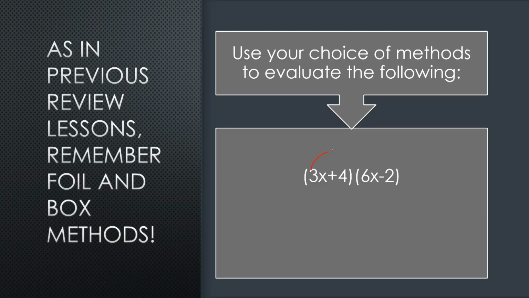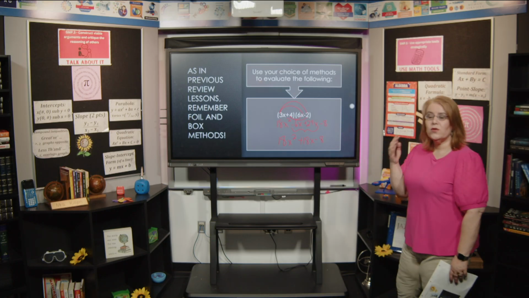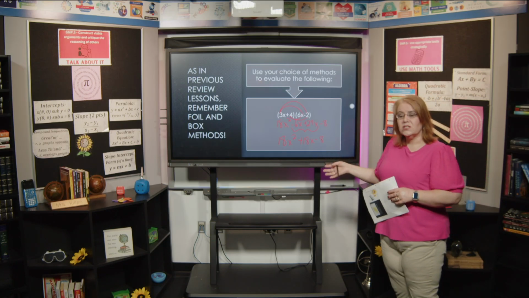So my first two terms, I am going to get 18x squared. My outer terms, I'm going to get negative 6x. My inner terms, I'm going to get a positive 24x. And then my last terms, I'm going to get negative 8. Always going to put those like terms together for an ending result of 18x squared plus 18x minus 8. If you do the box method, you're going to get the same thing, just a different way.